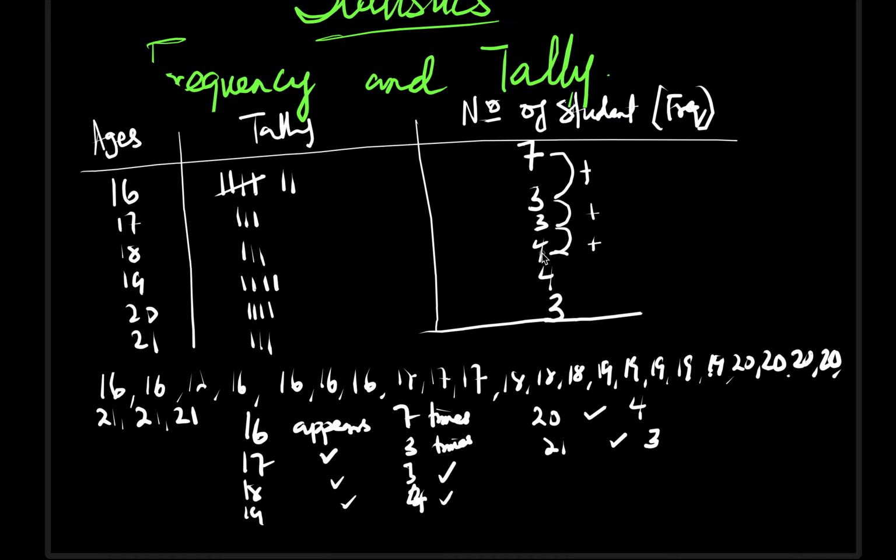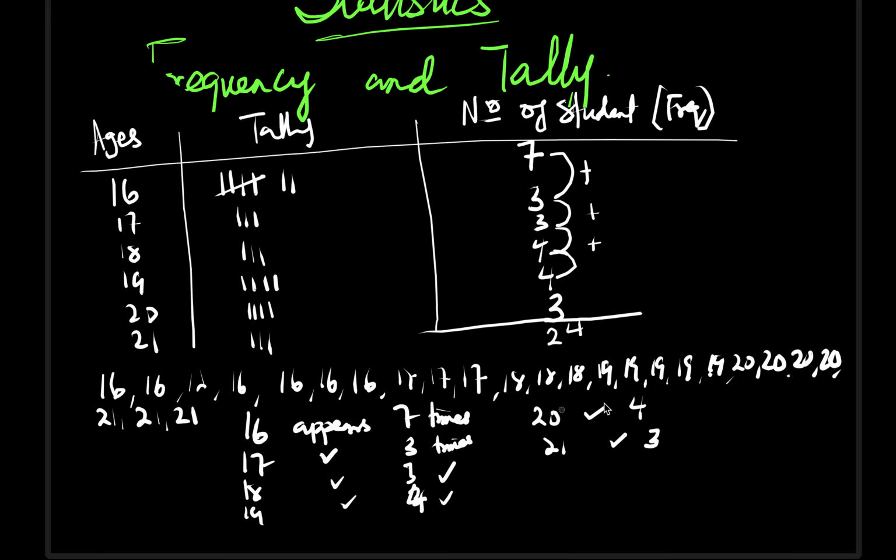13 plus 4 will give us 17. 17 plus 4 again will give us 21. Is that correct? I must have made mistakes somewhere. Let's count again. 7 plus 3 gives us 10, and 10 plus 3 gives us 13. 13 plus 4 will give us 17, and 17 plus 4 will give us 21. 21 plus this gives us 24. Are we supposed to have 24?